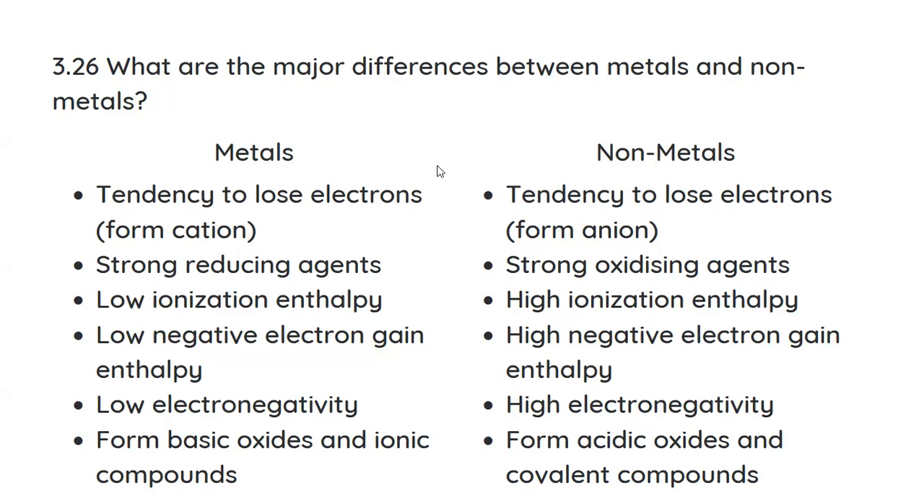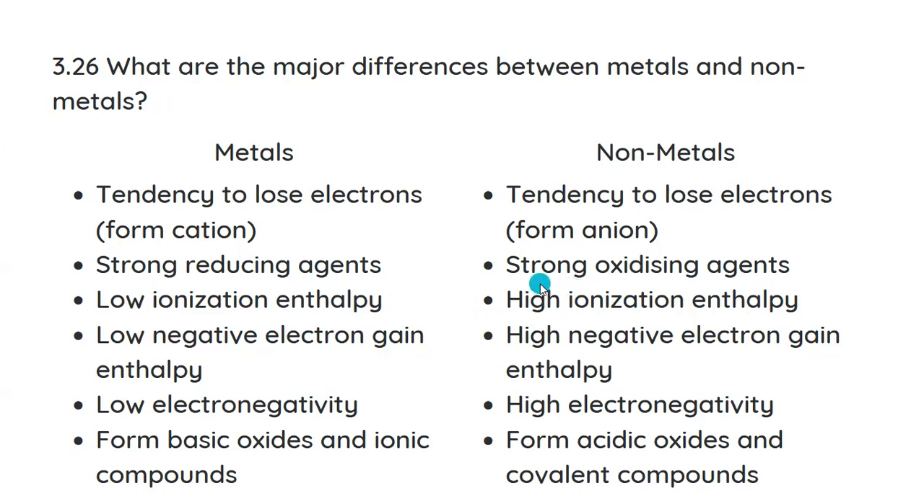Question 26. What are the major differences between metals and non-metals? We know that metals are on the left side, non-metals are on the right side, excluding the noble gases. Metals have a tendency to lose electrons, that is, they form cations, whereas non-metals have a tendency, oh, I'm so sorry, this is supposed to be gain electrons. So they form anions. Because metals lose electrons, they undergo oxidation easily, whereas non-metals undergo reduction easily. So metals are strong reducing agents and non-metals are strong oxidizing agents.